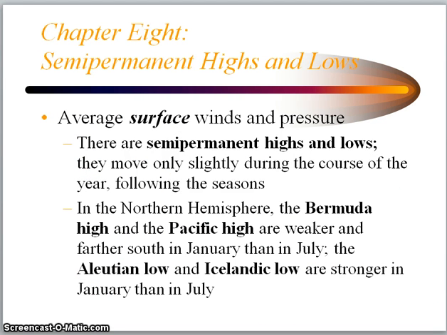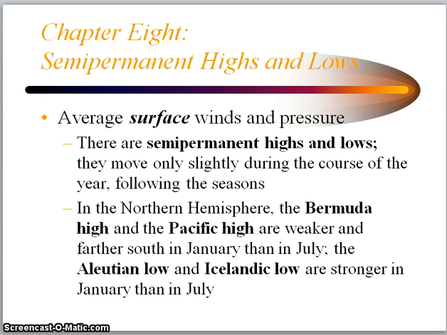We're going to take a look at semi-permanent high-pressure and low-pressure systems to give you an idea of how things operate on the average. There are semi-permanent highs and lows that move slightly during the course of the year following the seasons. These belts of pressure and temperature tend to follow the high sun angle. They go to the northern hemisphere during our summer and then shift southward to the southern hemisphere during their summer, July and January, respectively. In the northern hemisphere, the Bermuda high pressure and the Pacific high pressure are weaker and farther south in January than in July.